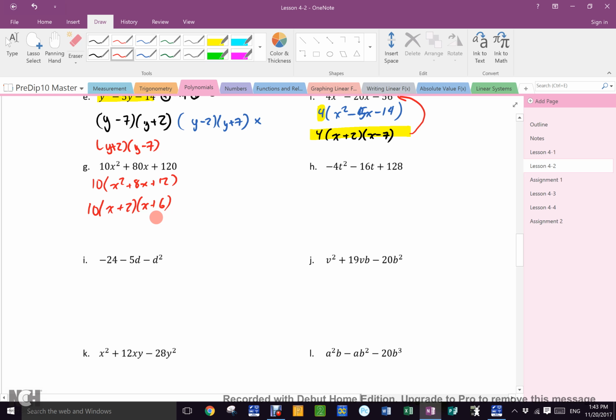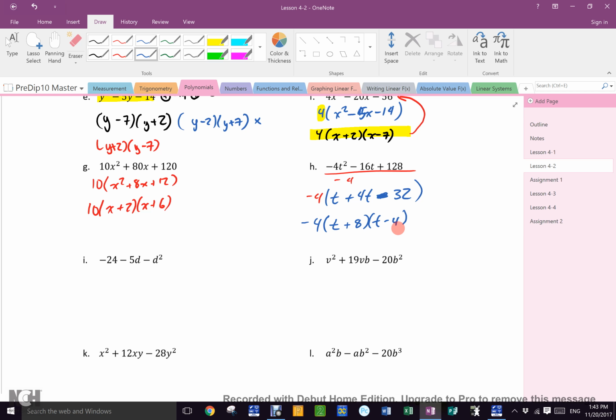Sweet. What's different about H? It has a negative. We don't like that negative 4 there, so how do we get rid of it? We divide out negative 4. Negative 4 goes out front. What happens now? t squared plus whatever that is, or minus. So what is it? 4 and 8, minus 4.